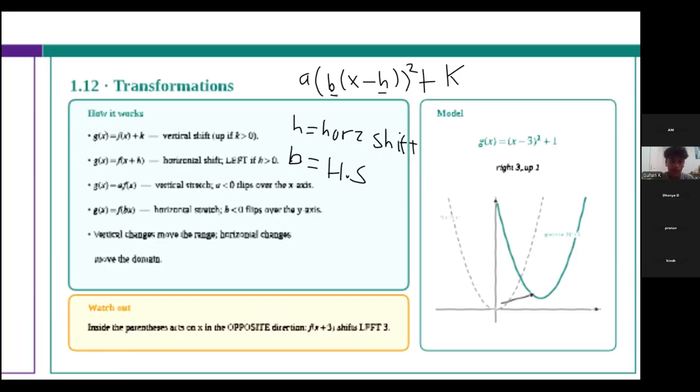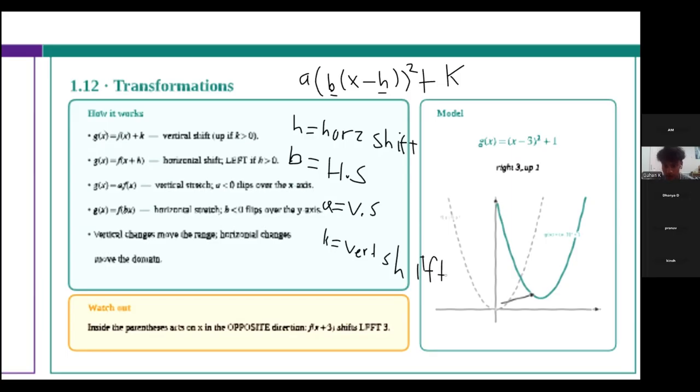And then a is going to be a vertical stretch. If a is 3, then let's say on a graph where it's going up 1 y value for every x value, if it was multiplied by a vertical stretch of 3, then it would go up 3 for every x value goes up 1, if that makes sense. And then k is the vertical shift. So it's making it go up or down. And let's take a look at this graph.